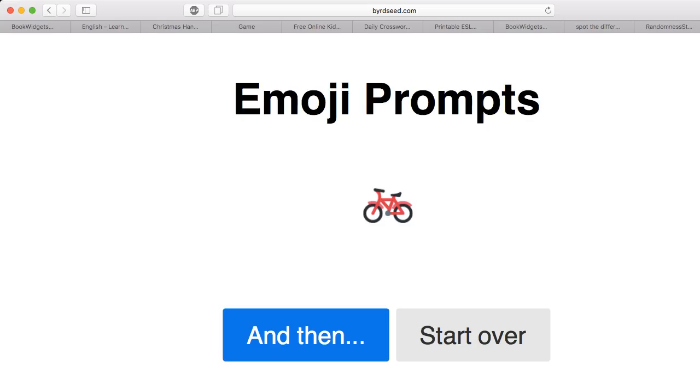So this one is from birdseed.com, and the difference with this one is that it will give you different emojis, but what it also does is they don't end. So you have to keep adding to the story. Okay, so are you guys ready?